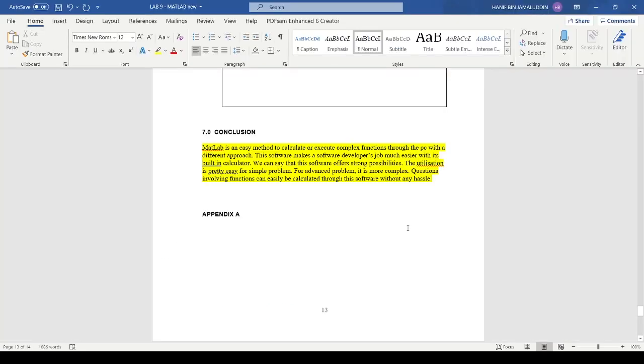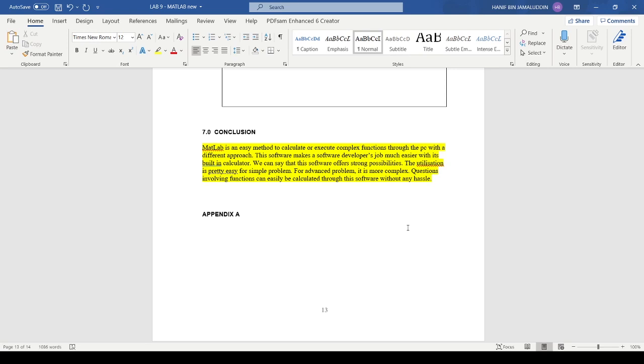So the total investment she made was 22,147. Finally, for conclusion, MATLAB is an easy method to calculate or execute complex functions through the PC with a different approach. This software makes a software developer's job much easier with its built-in calculator. We can say that this software offers strong possibilities.